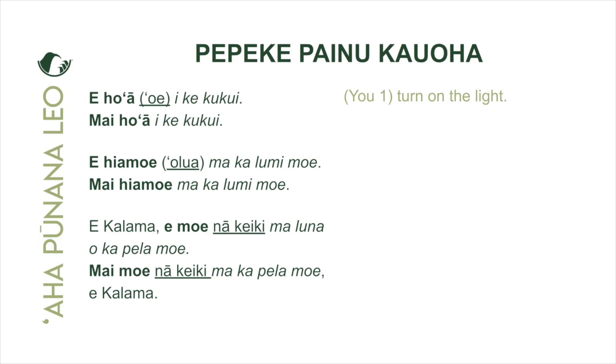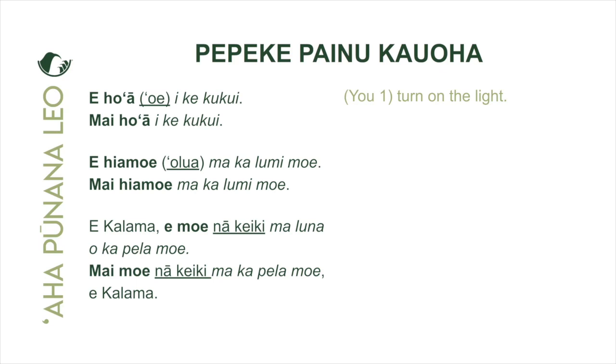Maikaʻi. And to negate this, we use the Pepeke Painu Kauoha with the negative mai. And again, mai means do not do something, right? Mai hana, mai hele, don't go. In this case, we have mai hoʻa i ke kukui, right? So this would be the opposite of the first sentence, which was an affirmative sentence, usually a command or a suggestion. And the second one is a command to not do something. So if e hoʻa oe i ke kukui means to turn on the light, then mai hoʻa i ke kukui means do not turn on the light, right?